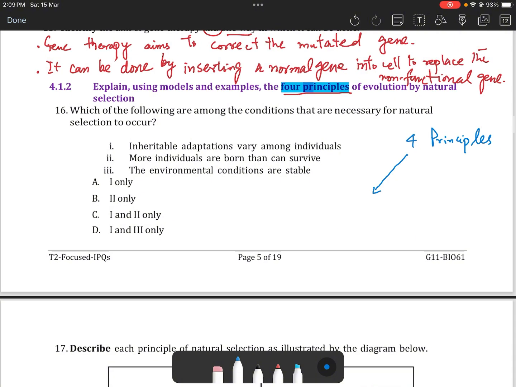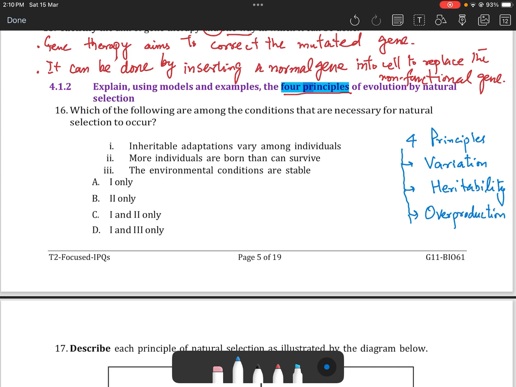So first of all, you should know, okay, let's write them. Principles. Okay, so the first principle, there should be variation between the organisms. Number two, there should be heritability. Heritability means the organisms should be able to pass on the genes to the next generation. Number three is overproduction. It's always said that the organisms produce more than survive, or more than the food or resource availability. And the last one is reproductive success or reproductive advantage.